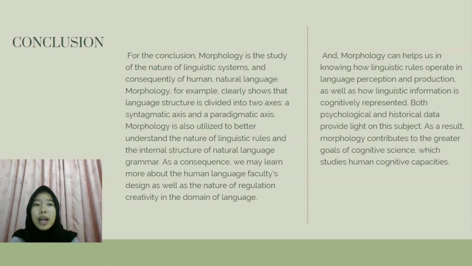And morphology can help us in knowing how linguistic rules operate in language perception and production, as well as how linguistic information is cognitively represented. Both psychological and historical data provide light on this subject. As a result, morphology contributes to the greater goals of cognitive science, which studies human cognitive capacities.